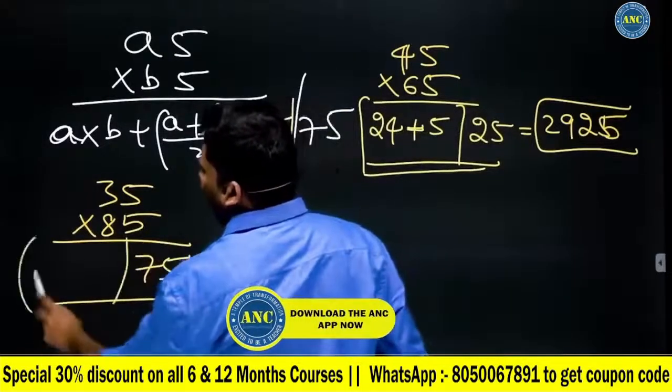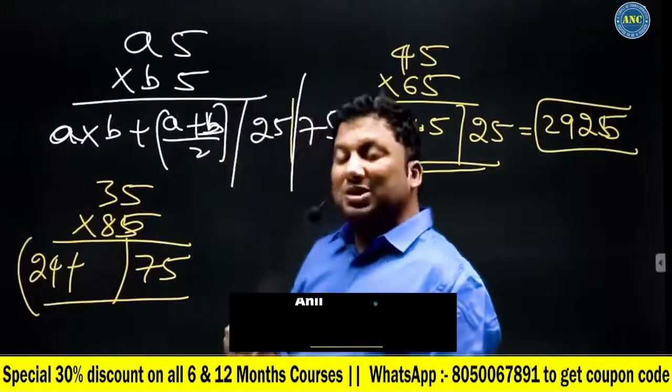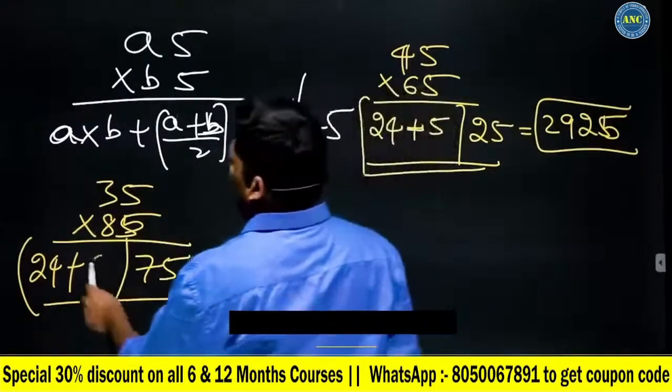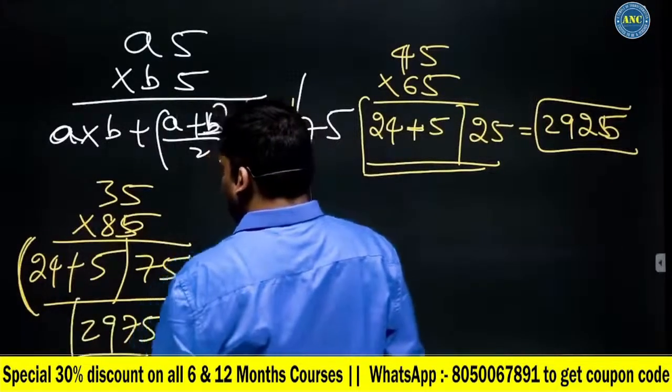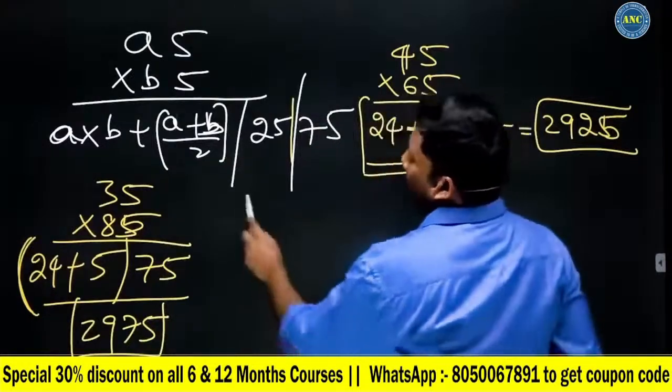75. A into B, 3 8s are 24, plus A plus B by 2. 3 plus 8, 11. 11 by 2, 5.5. Ignore the decimal. Answer is 2975. Is the idea clear?